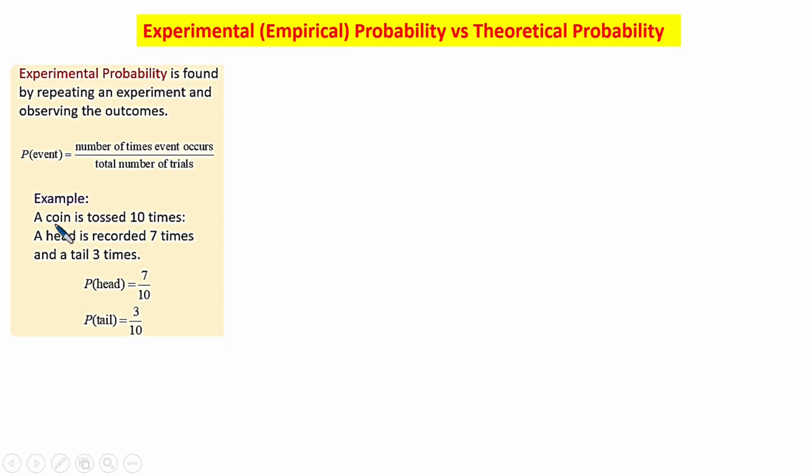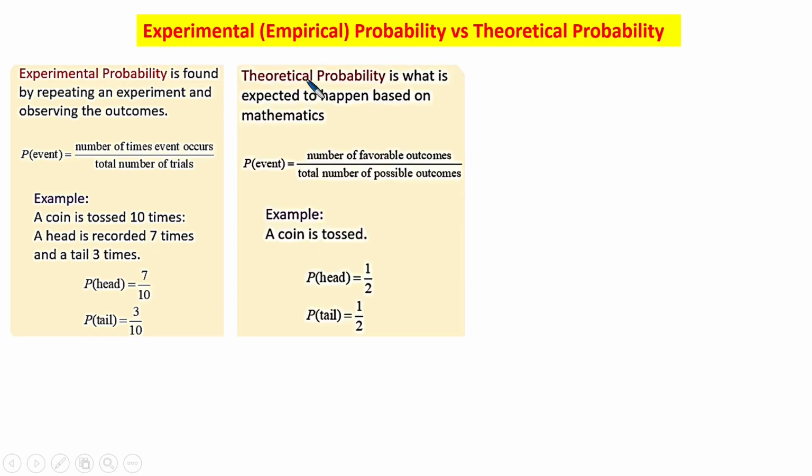So example is, if a coin is tossed 10 times and if you get head 7 times and tail 3 times, then the probability of head is 7 by 10 and probability of tail is 3 by 10. But if you continue doing for more number of times, then it will approach the theoretical value, which we will see in this present lecture. So theoretical probability is what is expected to happen.